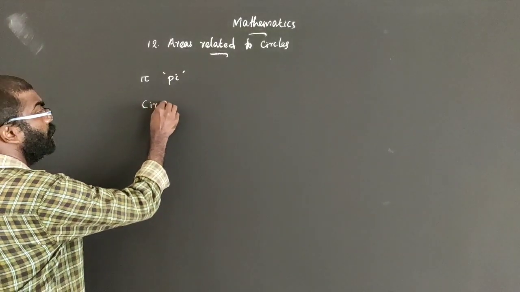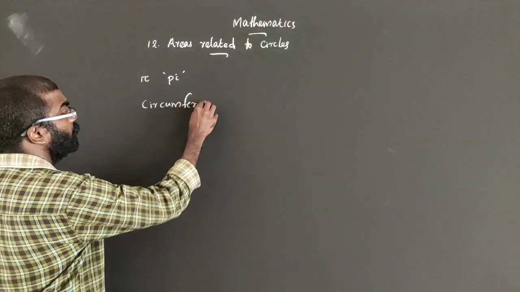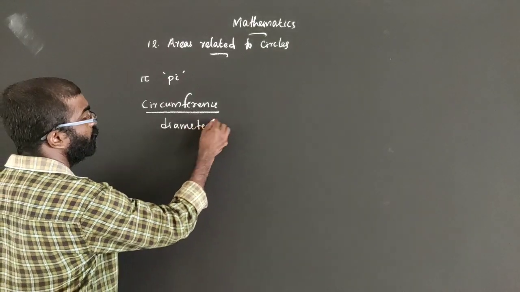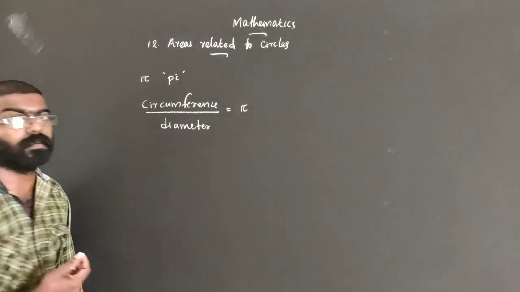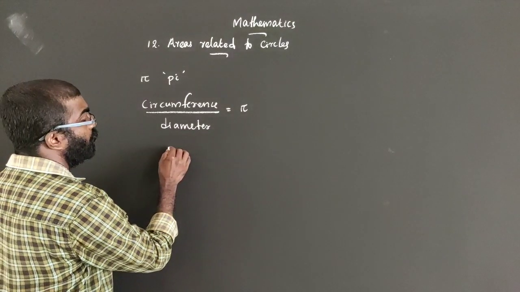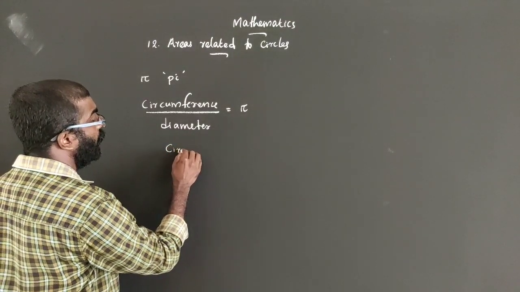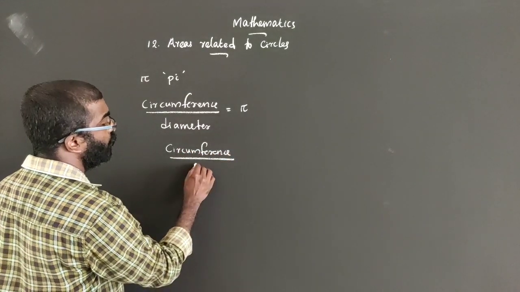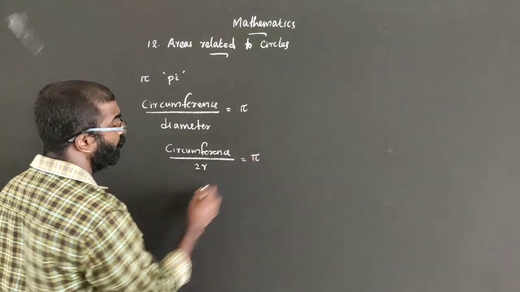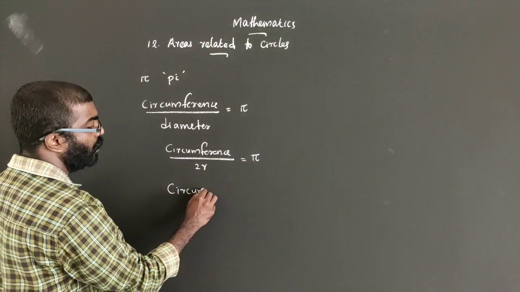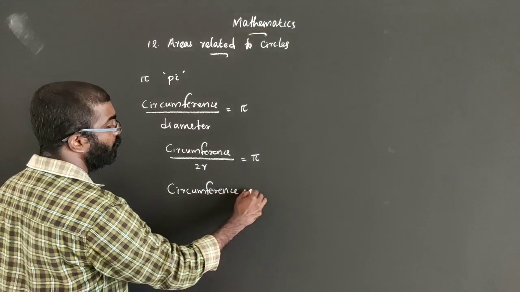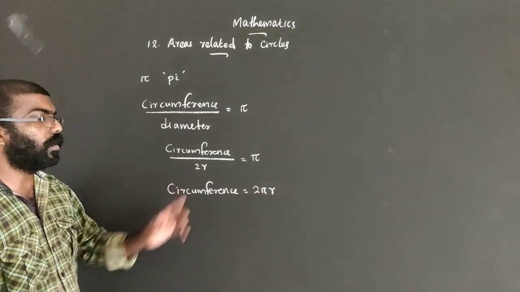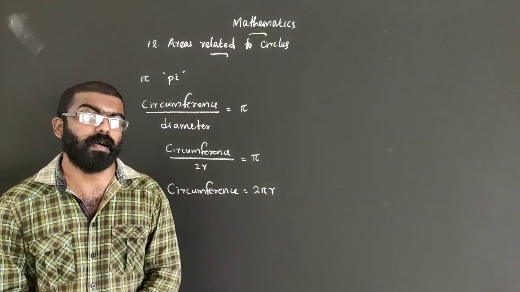So we can write circumference divided by diameter is equal to pi. And we know diameter is 2 times the radius. So circumference divided by 2r is equal to pi, or we can say circumference is equal to, when we cross multiply, pi into 2r, then we can write it as 2 pi r.